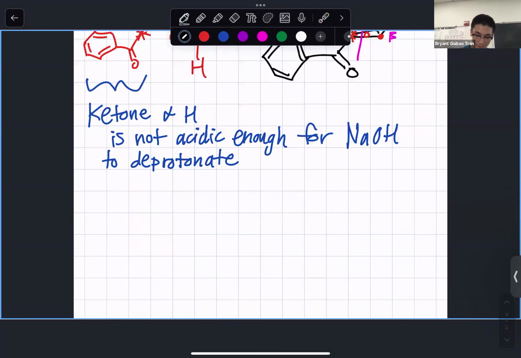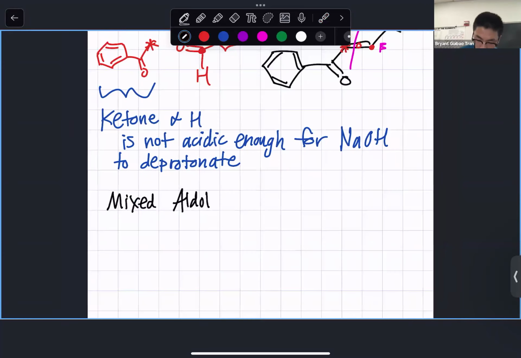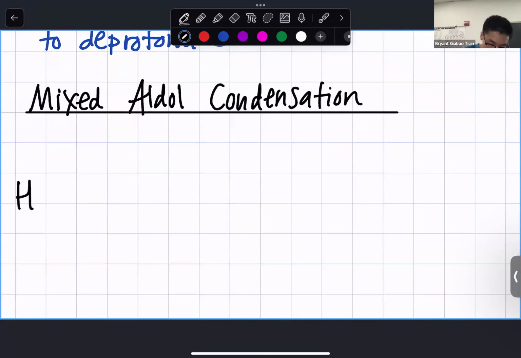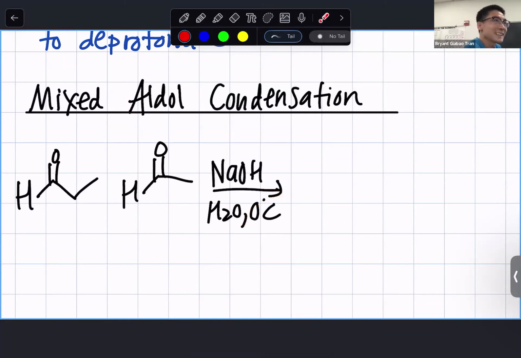Okay, now let's go on to the mixed aldol condensation. Let's say we have two different aldehydes with two different R groups, this aldehyde and this aldehyde here. And we use NaOH, water, and this time 0 degrees Celsius. If I have 0 degrees Celsius, what would be my product? With no high temperature, would we stop at the aldol or go all the way to the alpha-beta unsaturated carbonyl? Aldol, right? Because we don't have high temperature to make that alcohol leave. We stop at that alcohol product, beta to the aldehyde.